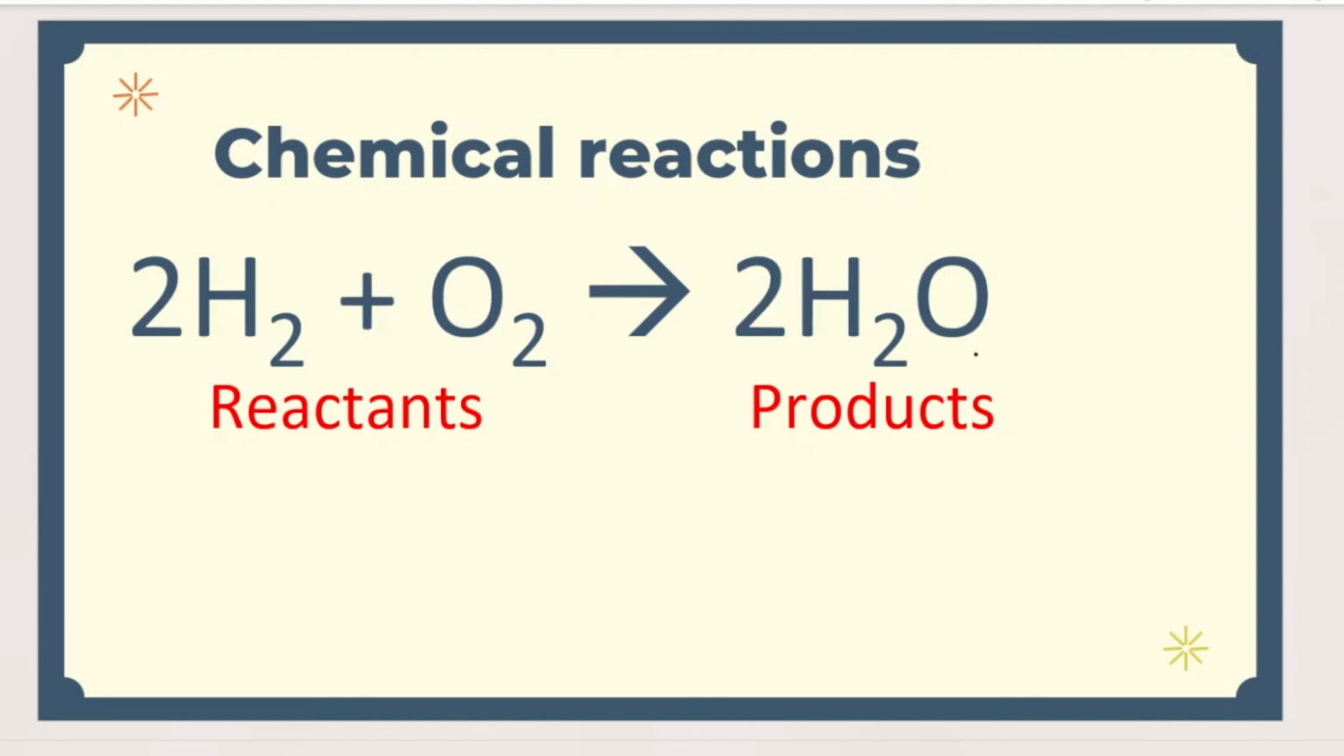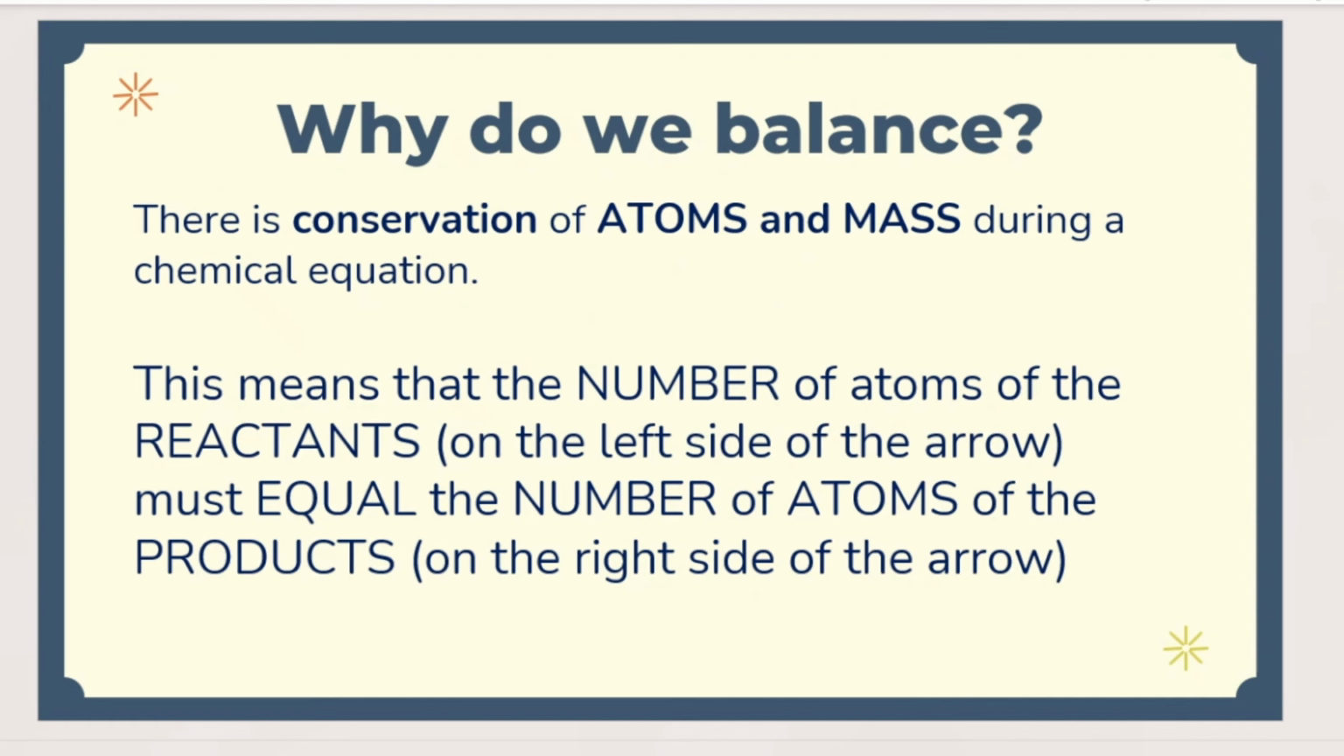We've got H2O. And the properties of the compound are completely separate and different to that of the reactants. But it's always the same: reactants on the left-hand side, products on the right-hand side, separated by an arrow. Now, you need to know why we balance. The reason why we balance is because a chemical reaction, which is represented by a chemical equation, is an example of chemical change, not physical change.